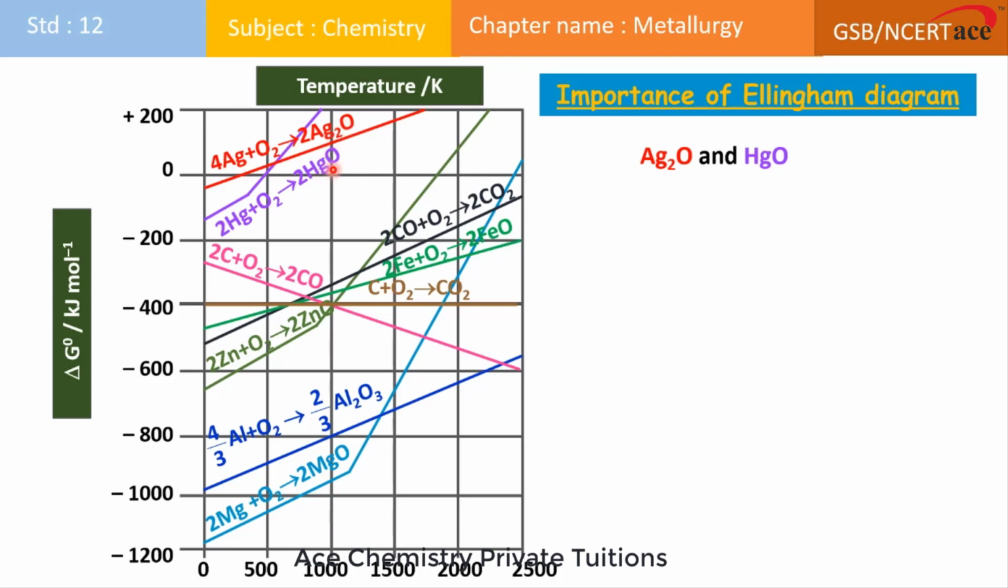So silver oxide and the mercuric oxide can be reduced at low temperature even by heating without using any external reducing agent. So we can do thermal reduction for these metal oxides. Thermal reduction can be done because the delta G naught value is higher. Oxidation by these metals is slow and they will be what? Weaker reducing agent.